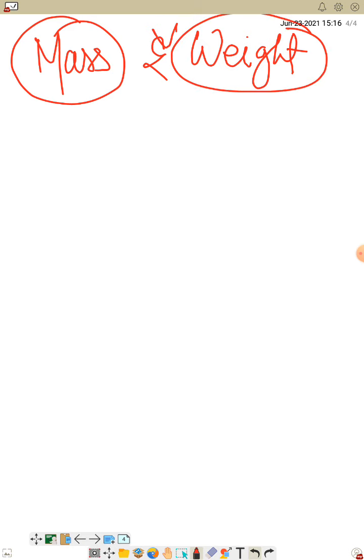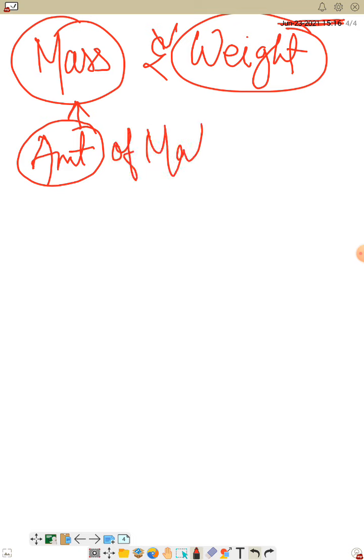Mass and weight are not the same physical quantities. Are you getting my point? Did you understand here? So mass and weight are not the same. They are two different things. Now what is mass? Mass means amount of matter. Everything is made up of matter, isn't it? So the amount of matter which is contained in a body.